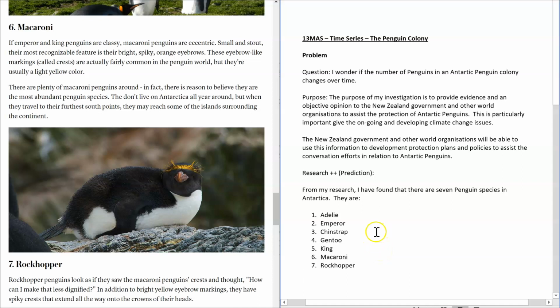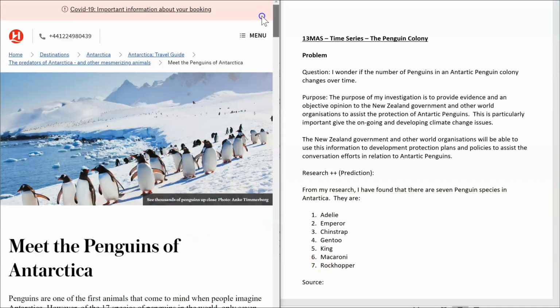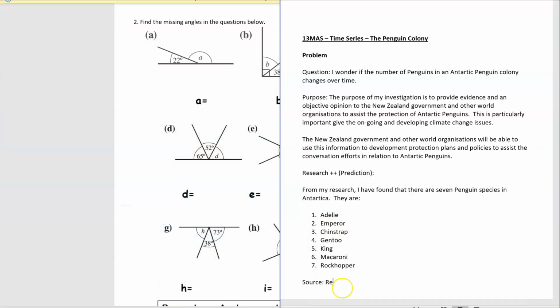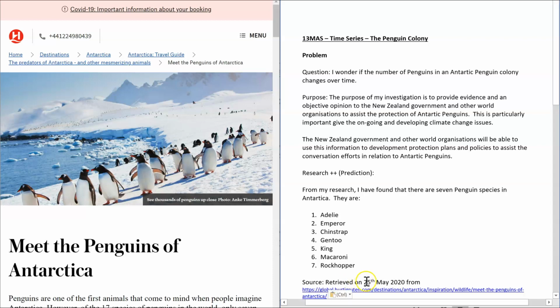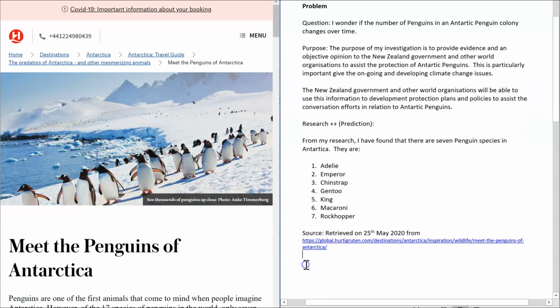So that's the beginning bit, and normally what I like to do is write my source. Where did I get this information from? So my source, copy and paste the link. So I'm going to write, oh, apologies, that was the year 9 stuff. Retrieved on 25th of May 2020 from, and I'll give a link, so if someone needs to find that information, they can. Okay, so that was my initial research.